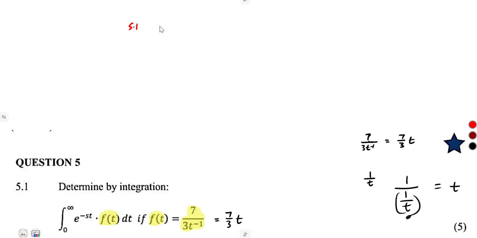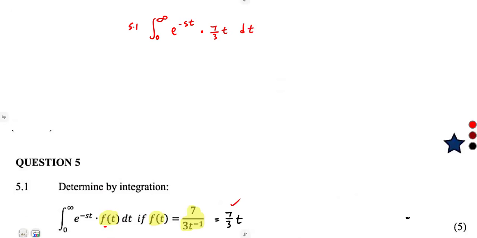So this is what you're going to simply do. You're going to substitute as it is, e to the exponent of minus st, then our f of t, which is 7 over 3t, with respect to t. We can integrate this. 7 over 3 is a constant, so you can even take it out of the integral. So you're going to have e to the exponent of minus st times t, with respect to t.